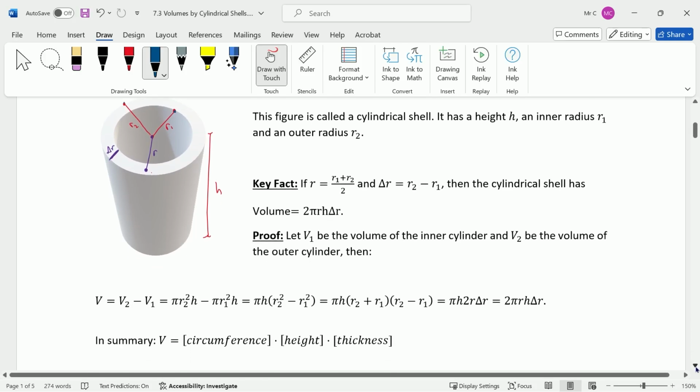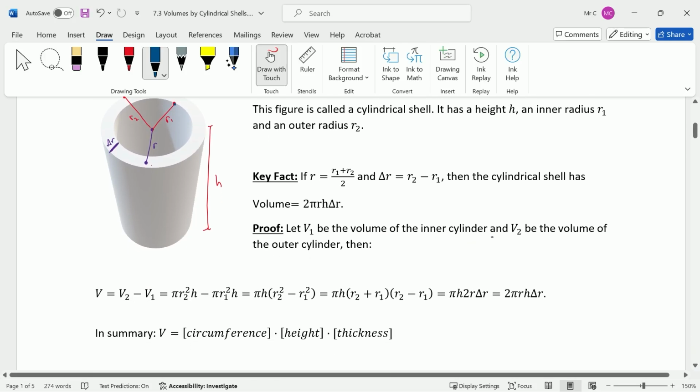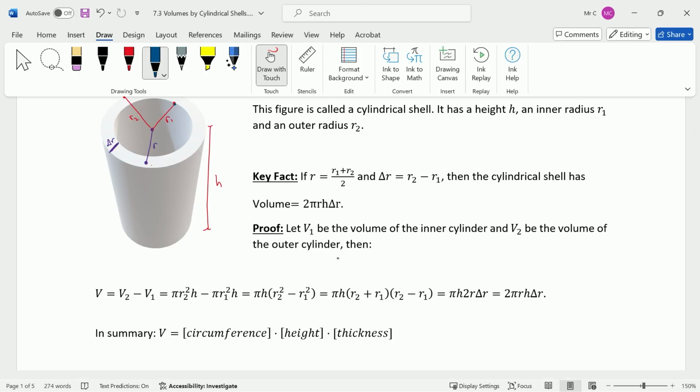So, proof. Let V1 be the volume of the inner cylinder and V2 be the volume of the outer cylinder. In other words, V2 is the whole volume of this whole construct, and V1 is the volume of the empty space in the middle. And so the actual volume of the shell is V2 minus V1. And so that's pi r2 squared h minus pi r1 squared h. That's just the regular volume of a cylinder formula. So we've got the volume of the outer cylinder minus the volume of the inner cylinder.